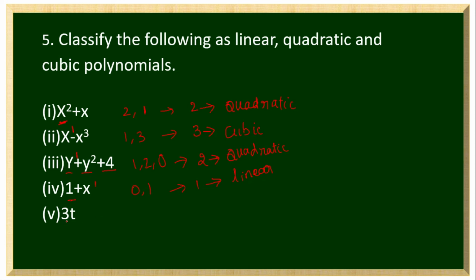In the fifth question, we have 3t. One variable is there, right? In this term. So, if the degree of the polynomial is 1, we can say that polynomial as linear polynomial. Right? In this way, we can classify linear, quadratic and cubic polynomials by seeing their degree. Right?